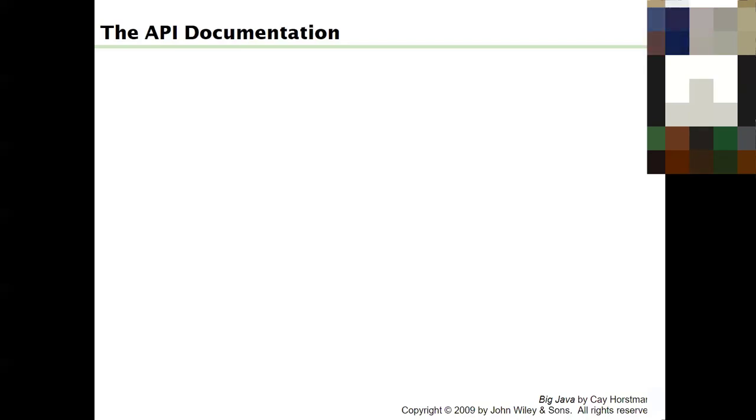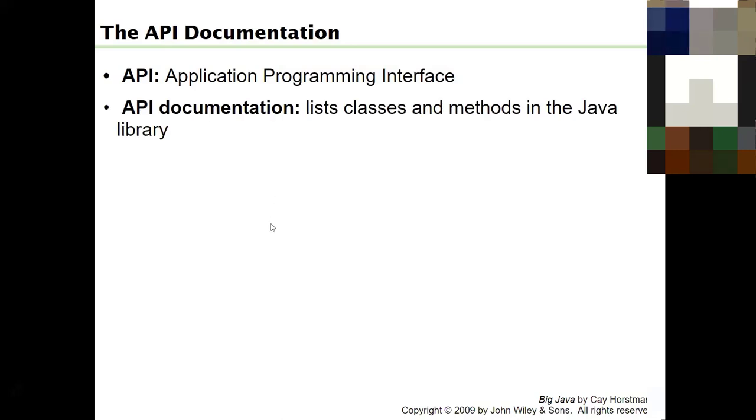So the API then is just an interface. It's kind of a shell between you and all that complexity. You don't have to know that. Be glad. So application programming interface. There's API documentation. It lists the classes and methods in the Java library.